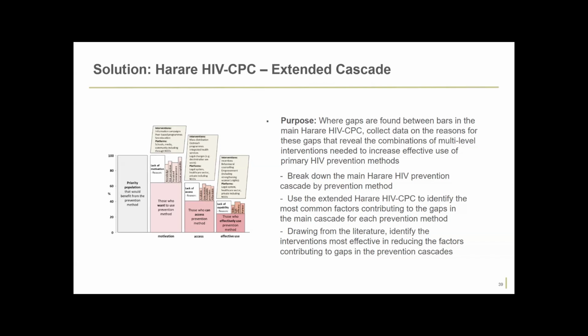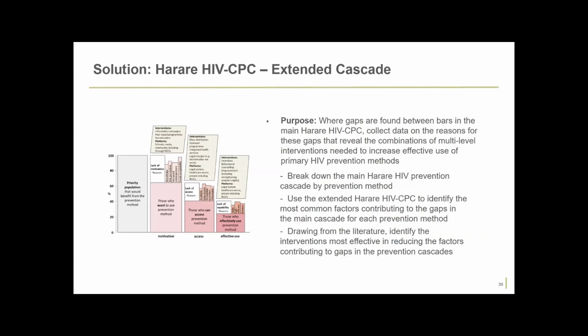So we broke down the main Harare prevention cascade by method and used these extended cascades to identify the most common factors contributing to these gaps along the continuum of care, and also drew from literature to identify interventions that are more effective in reducing the factors contributing to these gaps.